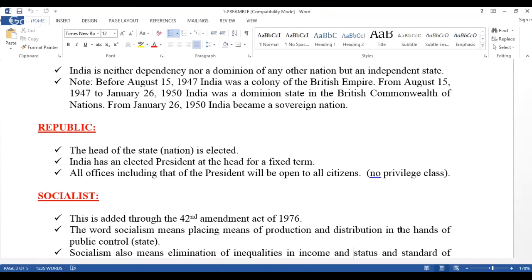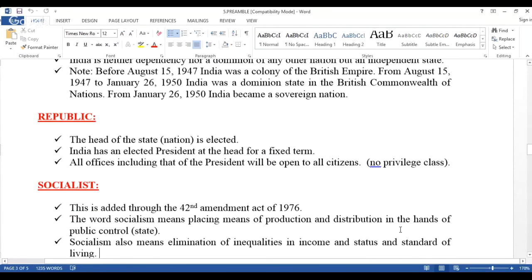The only thing is that person should be a citizen of India and he should have completed 35 years of age. That's it. That's the only qualification. With that qualification, anybody can contest in the election of the president and he can be elected. Clear? Because we have an elected president, India is considered to be a republic. Am I clear? Next.